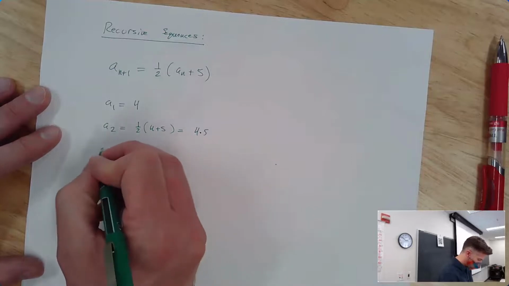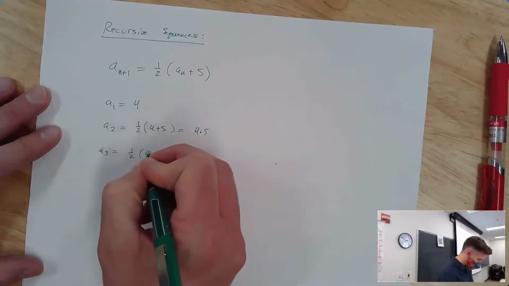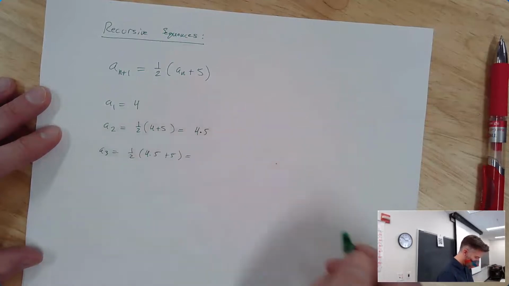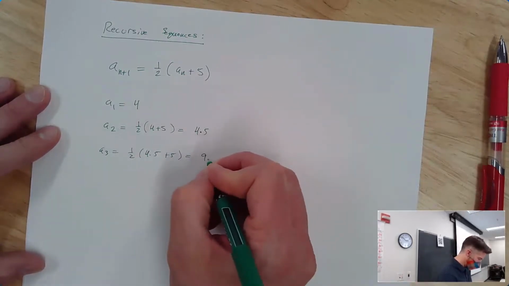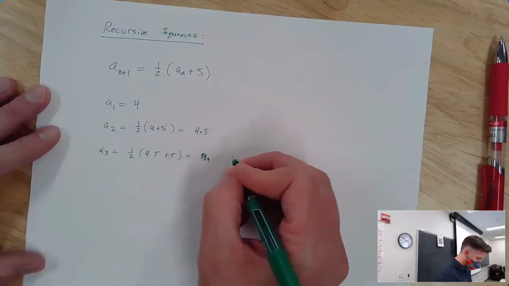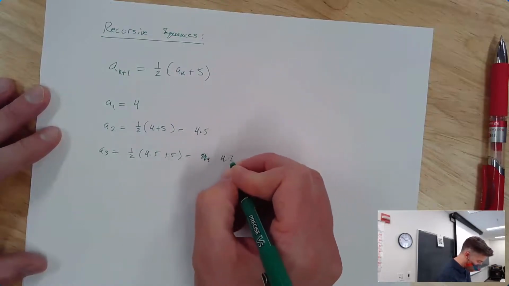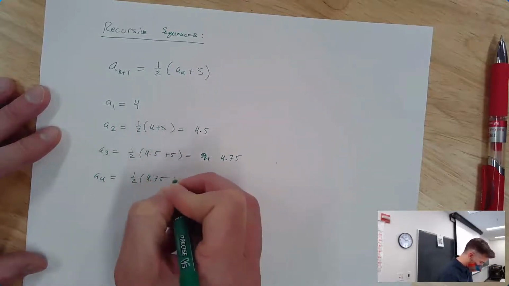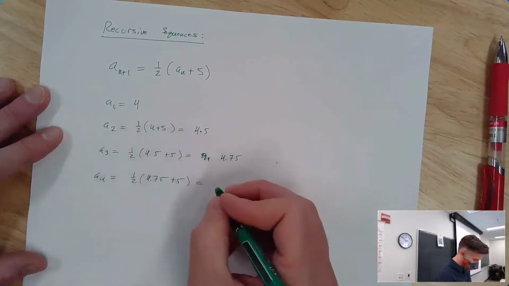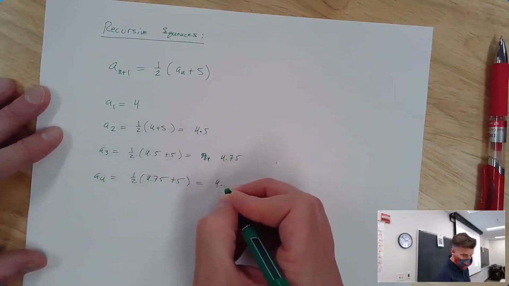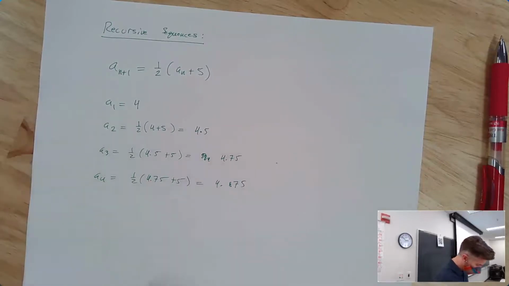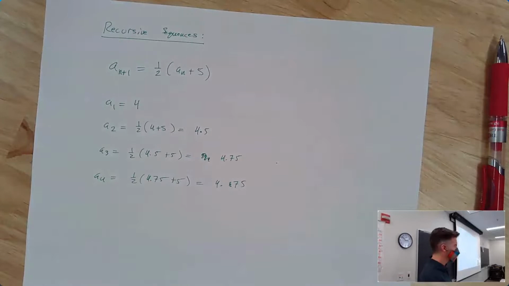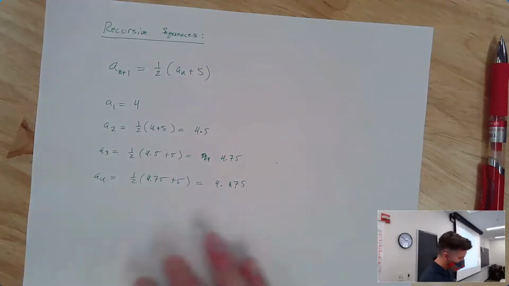And then a sub 3 is going to be 1/2 of 4.5 + 5, which is half of 9.5, which would be 4.75. And then a sub 4 would be half of 4.75 + 5, which is going to be something terrible. I think 4.875. It definitely looks like we're getting closer and closer to what? Maybe 5, right? I mean, maybe not 5, maybe it's like 4.9. I don't really know.